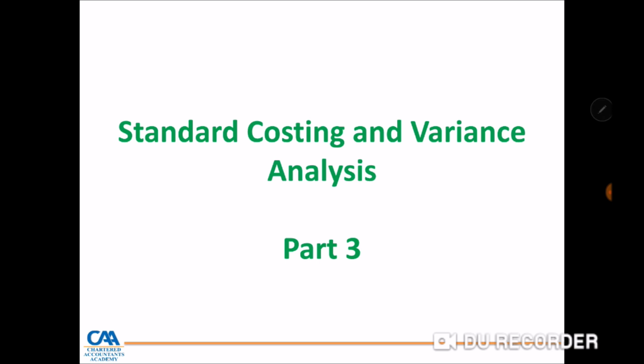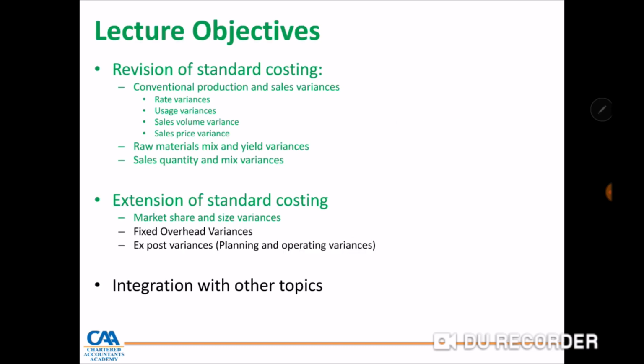So in part 1, we introduced standard costing and the principles around standard costing, as well as dealt with material variances. And then in part 2 of the recording, we dealt with sales variances, the mechanics around sales variances, as well as the information content of sales variances. So in this part 3 of the lecture, we are going to focus mainly on fixed and variable overhead variances, as well as discuss how variance analysis can be integrated with other topics, which then we'll come to the wrap up of our lecture on standard costing and variance analysis.